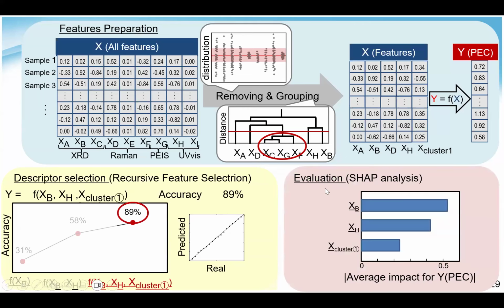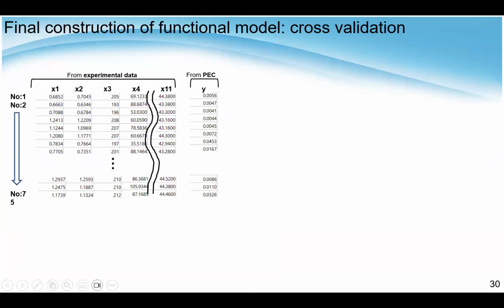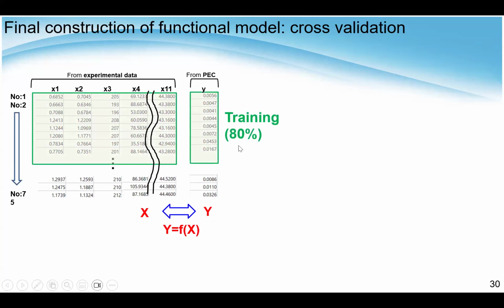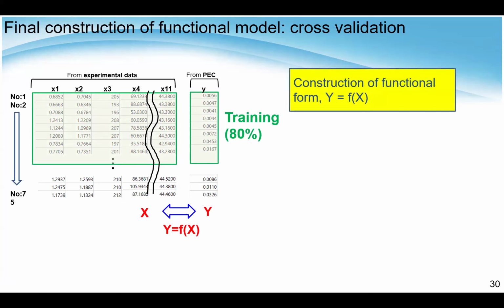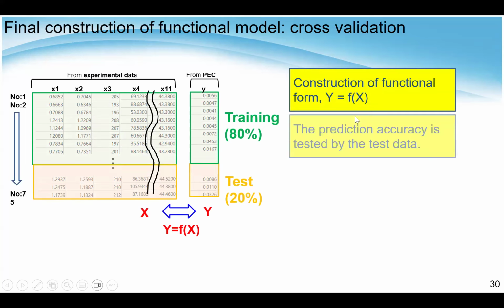After that, we can do the evaluation called the SHAP analysis, which indicates how important each descriptor, each analytical data, is to predict the performance. And finally, we can construct the functional model during this process. So y is predicted by x values, and 80% of the data is used for training, which means construction of the functional form y equals f of x. And using the rest, the 20%, and the known functional form, the prediction accuracy is tested by the test data.